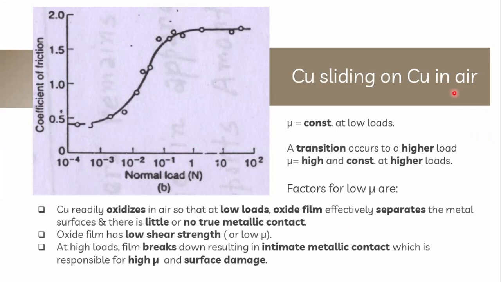Copper sliding on copper: at low loads mu is constant, then a transition occurs at higher load, then at higher load it becomes constant again. Because first the copper oxidizes at low load, then the oxide film directly separates the surfaces, with little or no true metallic contact. Then the oxide film has low shear strength, so mu decreases. Then again at high loads the film breaks, resulting in intimate metallic contact and high mu and surface damage.